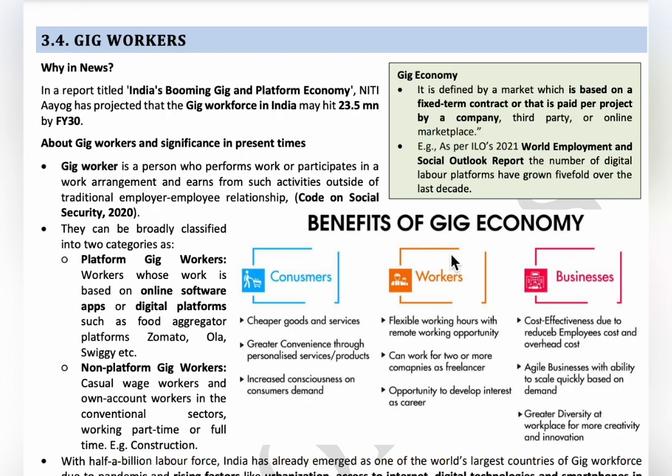As per the report released by Niti Aayog titled India's Booming Gig and Platform Economy, the gig workforce of India may hit 23.5 million by 2030.